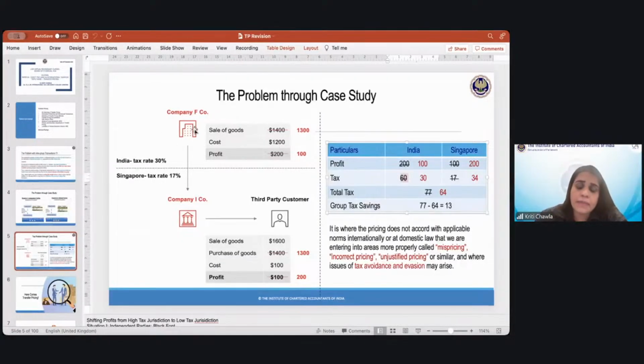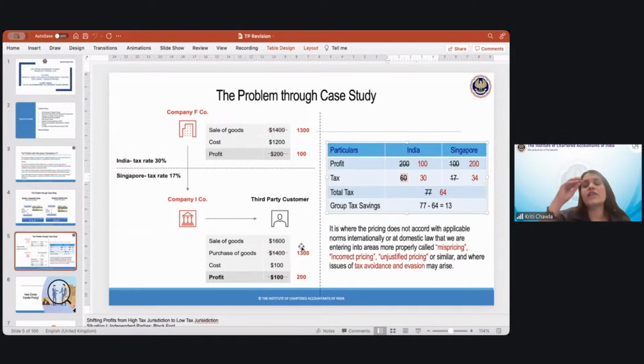Now, what happens is that company F sells the commodity to company I. So the purchase of goods for company I becomes $1,400. The sales for them is the purchase cost for them. And company I decides to put in an extra cost to this particular commodity of $100. And finally, company I decides to sell this particular commodity to a third-party customer for $1,600.